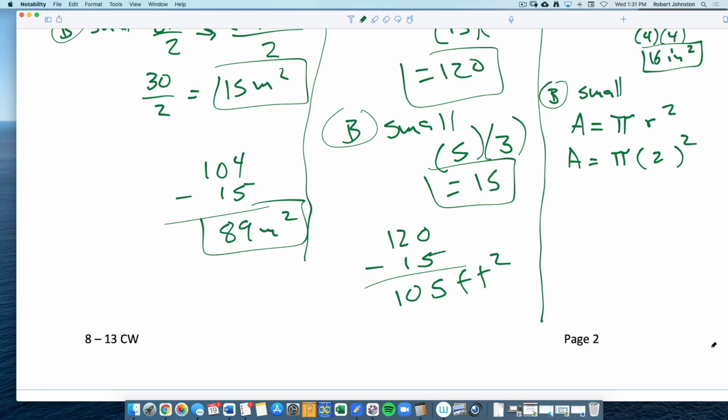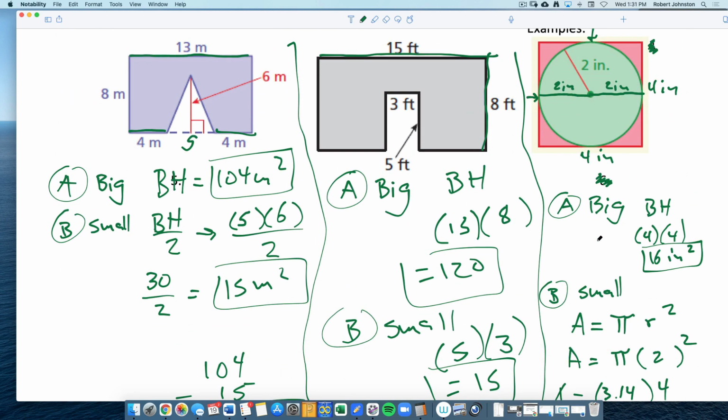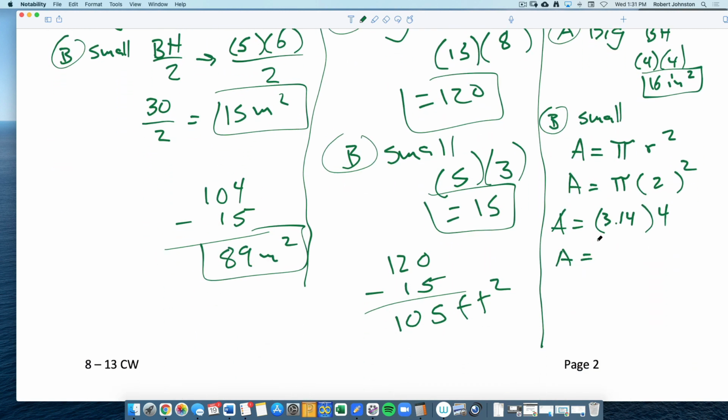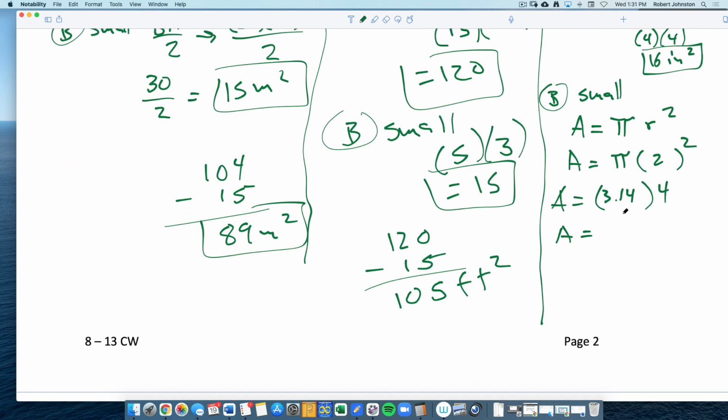Which is 4. Okay. And now that everything's simplified, I think I'm ready. What do we usually use to estimate pi, Atticus? 3.14. All right, got a calculator? Yeah. 3.14 times 4. I don't think we need to divide by 2 because that's not a semicircle. That's a whole circle. It's 12.56. Awesome.